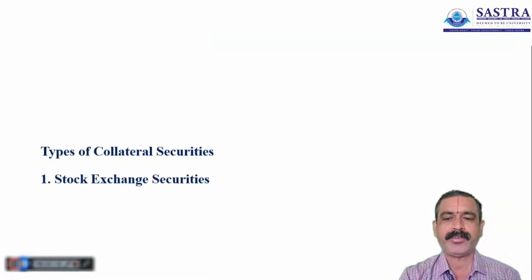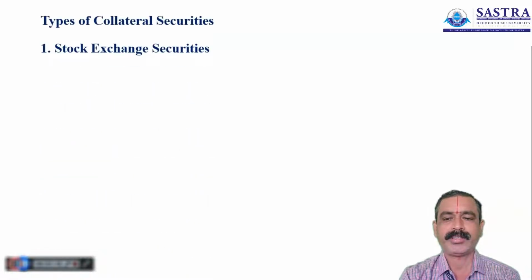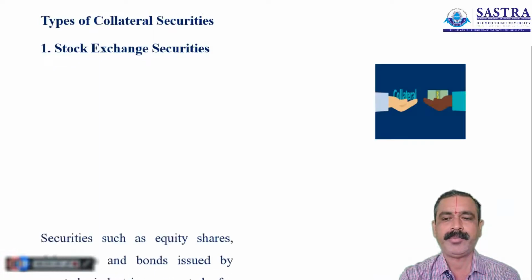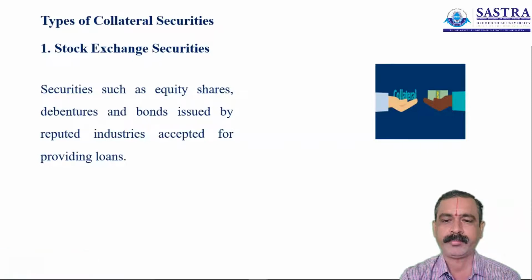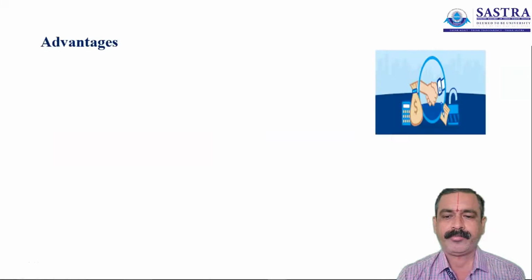The stock exchange securities. The securities such as equity shares, debentures, and bonds issued by the reputed industrial houses are accepted for providing loans. Besides, the loans are available against eligible gilt-edged securities such as the first-class securities issued by the government or by the semi-government institutions. Advancing loans against stock exchange securities is found advantageous to the banker on account of different reasons. What are such reasons? We are going to see one by one the reasons and advantages.